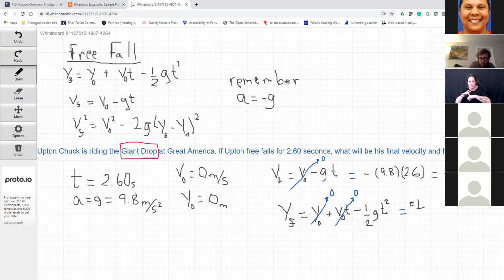1/2, don't forget that minus sign out there, 1/2, 9.8, 2.6, which is our time.